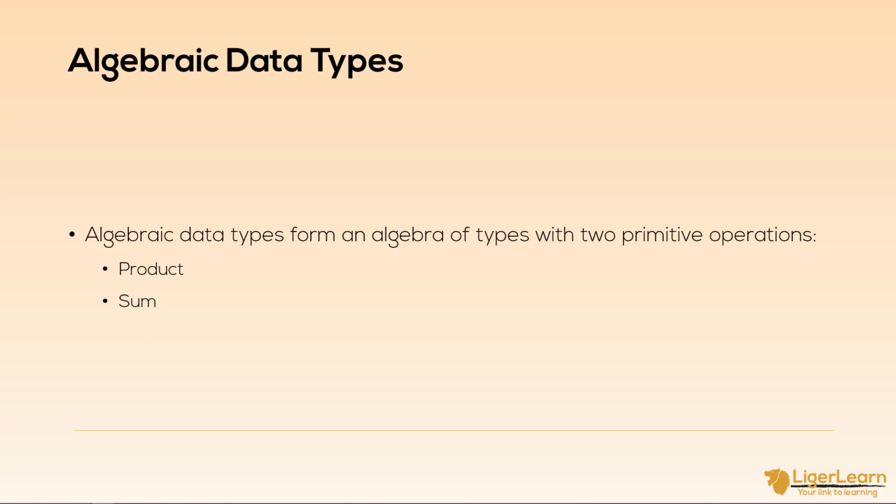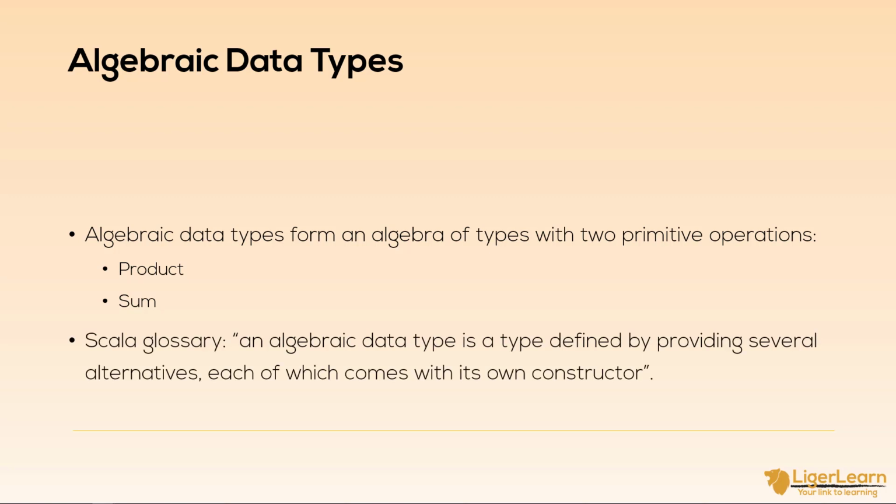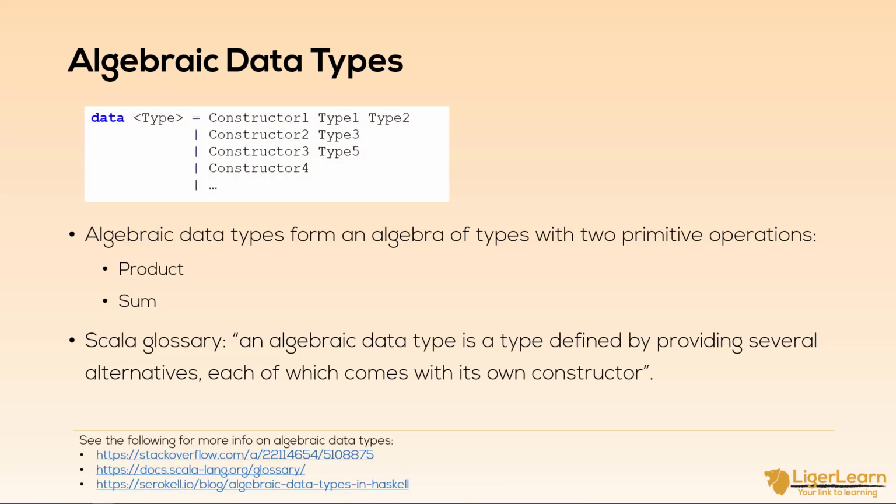Quoting from the Scala glossary, we have an alternative definition, which you may find more useful. An algebraic data type is a type defined by providing several alternatives, each of which comes with its own constructor. In the general sense, in Haskell, an algebraic data type will follow the template shown in this code block. We have multiple constructors, and each constructor takes a list of types as parameters separated by a space. The list, of course, could be empty, as is the case for constructor 4.